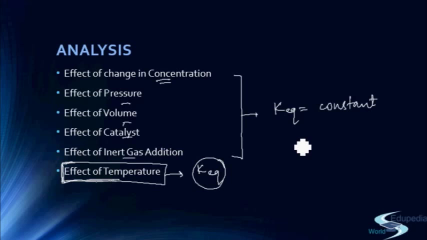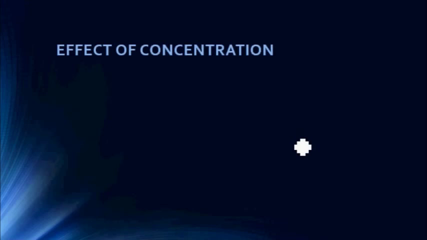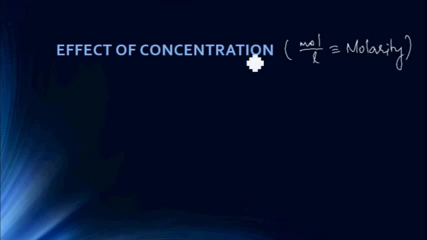Okay, so let's start with the effect of change in concentration. Here we are talking about moles per liter, that is molarity, of the constituents present in your reaction process. Either I'm going to change the concentration of my reactants, that is the left hand side, or I'm going to change the concentration of my products, which is at the right hand side. So let's look at both of them one by one.